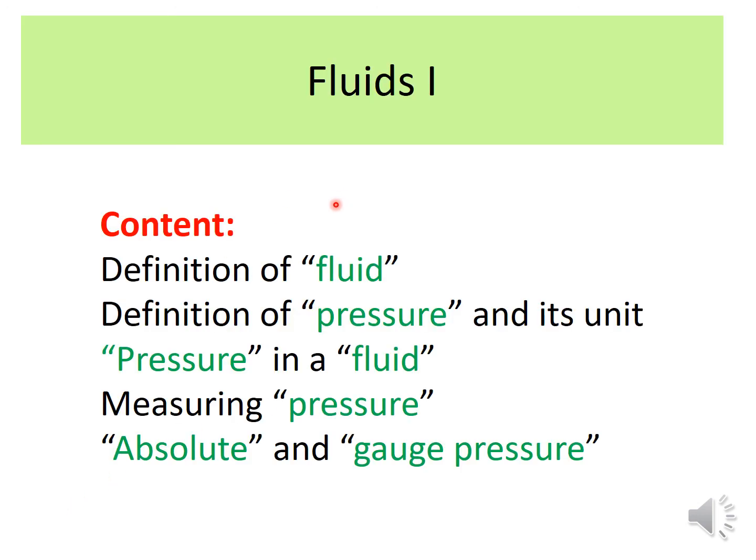So let's shift gears completely. We are now going to talk about fluids. So what is a fluid? We are going to define what a fluid is. We will define the pressure and its units in the fluid. We will see how pressure in the fluid is related to each other. We will see how pressure is measured, and then we'll see what the differences between absolute and gauge pressure is.